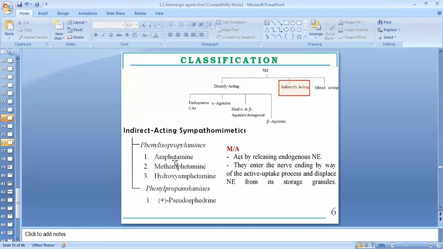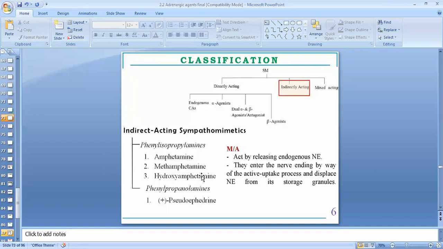Indirectly means how? They are going to stimulate the release of neurotransmitter. Now we know that regularly these neurotransmitters are released in our body, but if there is some problem, the problem is treated with this drug molecule. Which drug molecule? Indirectly acting sympathomimetic drug. Now, what do they do when they act indirectly? They are going to increase the release of the neurotransmitter, that is norepinephrine. They enter the nerve ending by way of an active uptake process and displace.